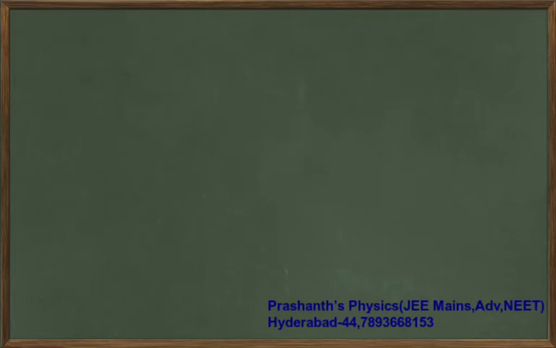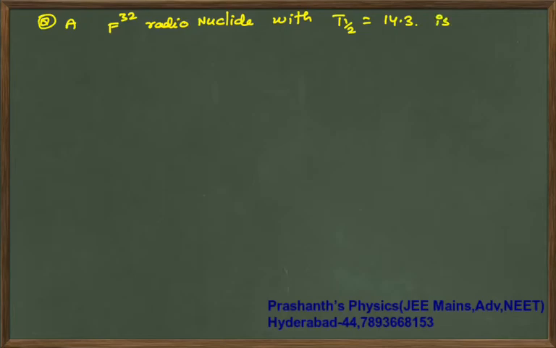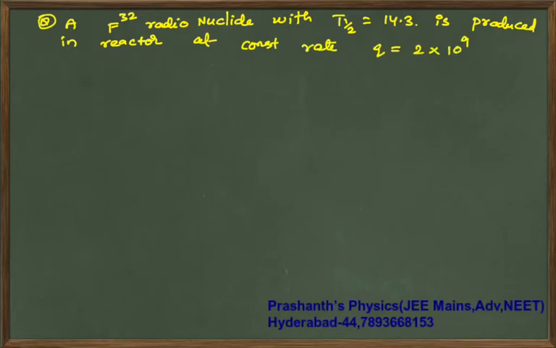The first question that I want to give is: a F32 radionuclide with T half of 14.3 days is produced in a reactor at a constant rate Q equal to 2 into 10 power 9 nuclei per second.